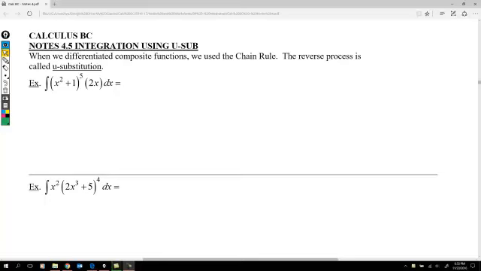Alright, what's up everyone? We are moving on to antiderivatives with what we call u sub.